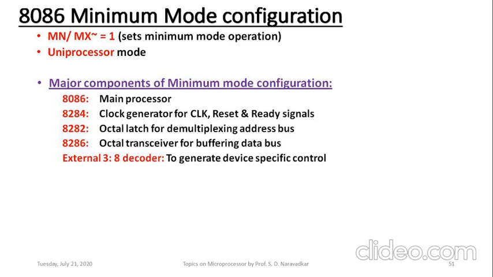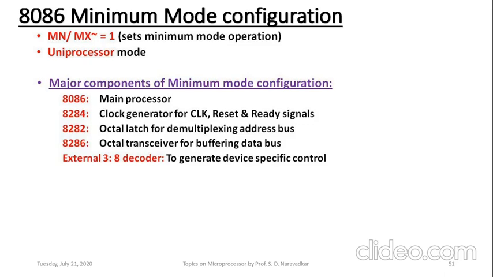Now I stated that 8282 is an octal latch and the total number of multiplexed signals is 21 in case of the 8086 processor. So three sets of octal latches are required here, three sets of 8282. Then next is 8286, the octal data bus transceiver for buffering of the data bus. As we know that the external data bus is 16-bit, so two such 8286 transceivers are required.